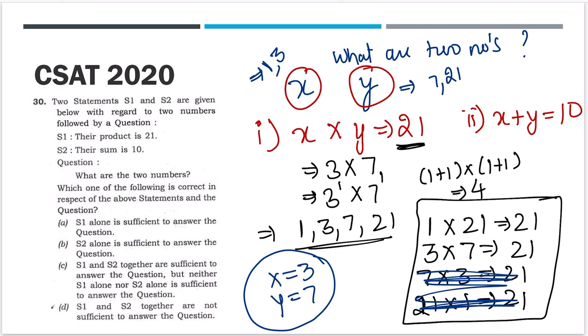So if you check again, is statement one alone sufficient to answer the question? No. Is statement 2 alone sufficient? No. Statements 1 and 2 together are sufficient to answer the question, but any of those alone is not able to answer the question. Yes, we need both of the statements because we are not able to answer with any one of those. Statements 1 and 2 together are not sufficient to answer? No, this is not the answer. This option is also not correct. So the answer is option number 3.